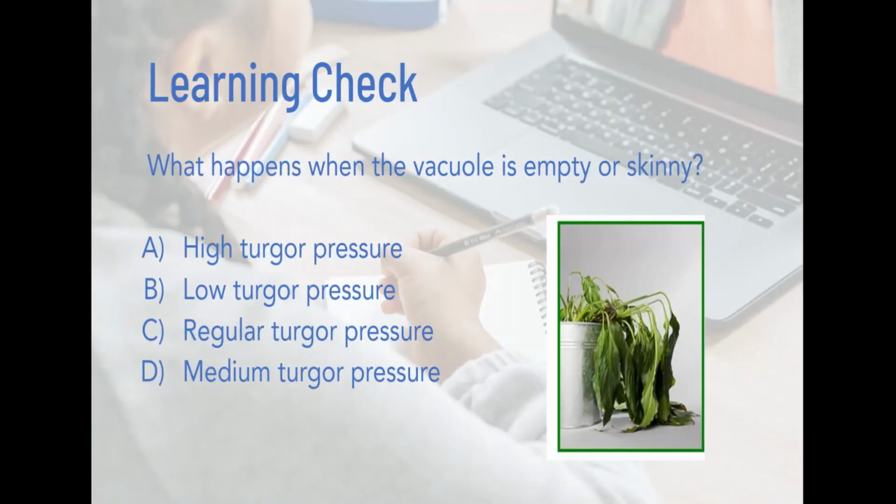So, quick learning check. What happens when the vacuole is empty or skinny? I'll pause for you to think and type your answer in the Zoom chat box. If you chose low turgor pressure, B, you are correct.